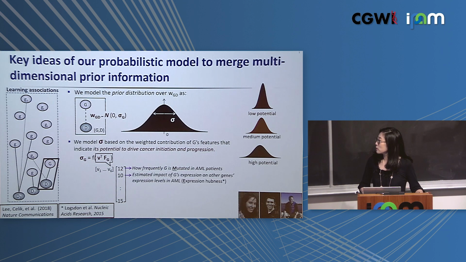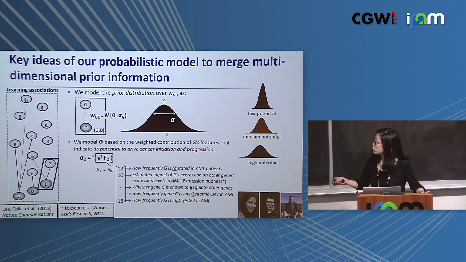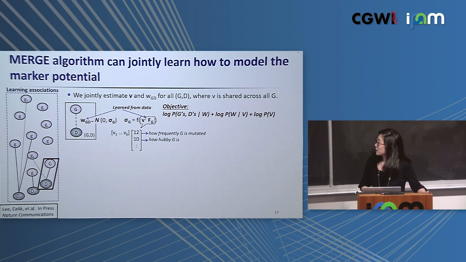We also consider the hubness feature, how many neighbors a gene has in the gene expression network constructed based on a regulatory network inference algorithm. We also consider gene annotation databases, so whether the gene is known to regulate other genes: transcription factors, chromatin molecules, translation initiation genes, and so on. We also consider the genomic CNV feature, and an indicator of how frequently the gene is methylated in AML. We called these features MERGE features, and the MERGE algorithm. We want to merge all this information to better select the molecular markers.